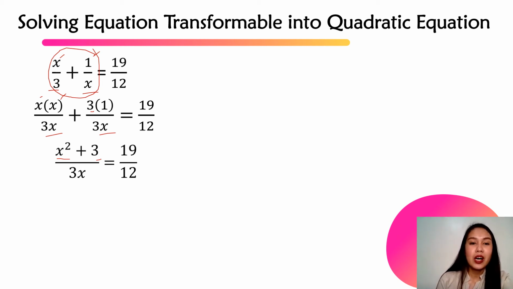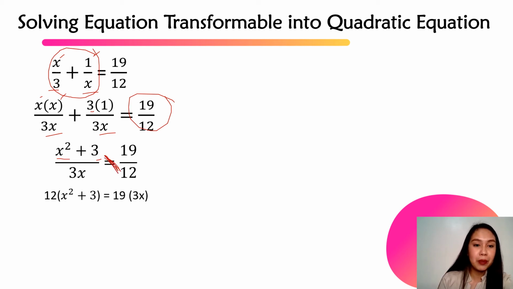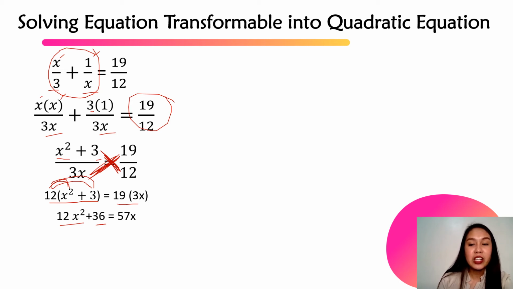Now, at this point, since our right side of the equation is already a fraction, no need to do what we did on the first example. We are ready to cross multiply. Cross multiplication: x squared plus 3 we have to multiply by 12. That's why we have 12 times x squared plus 3. Cross multiplication again, 19 times 3x. That's why we have on this side 19 times 3x. Now we have to distribute 12 to x squared and multiply also 12 to 3. That's why we have 12x squared from 12 times x squared and 36 from 12 times 3. Now for the other side of the equation, 19 times 3x gives you 57x.